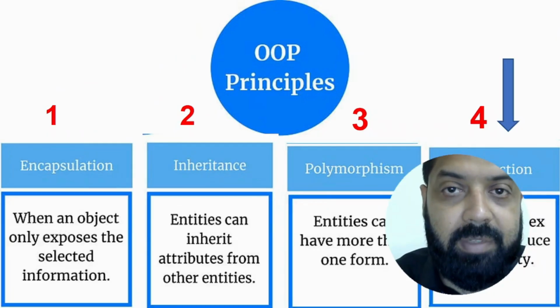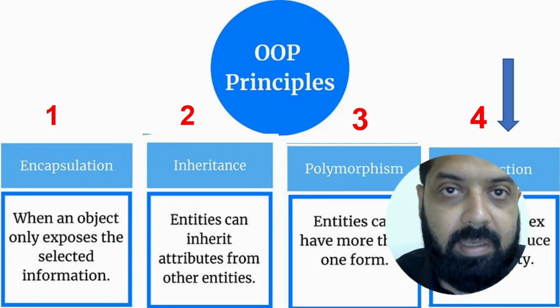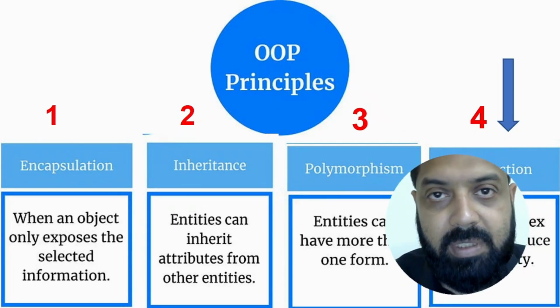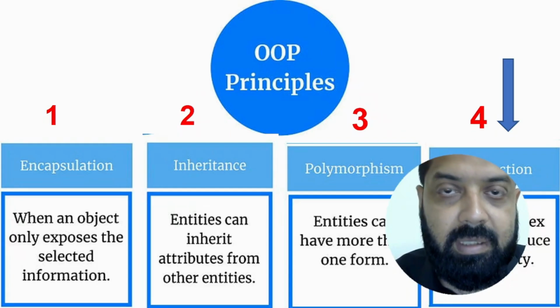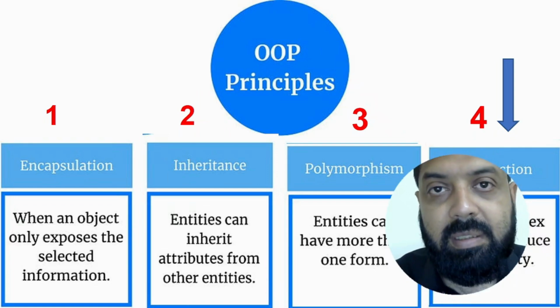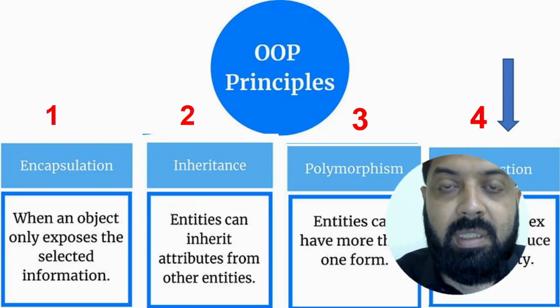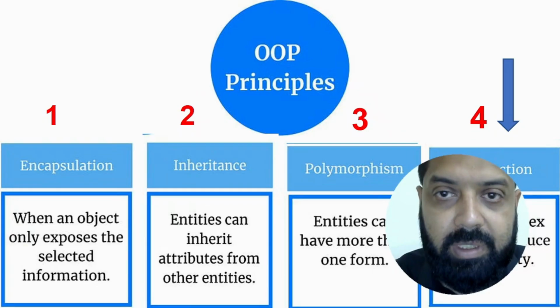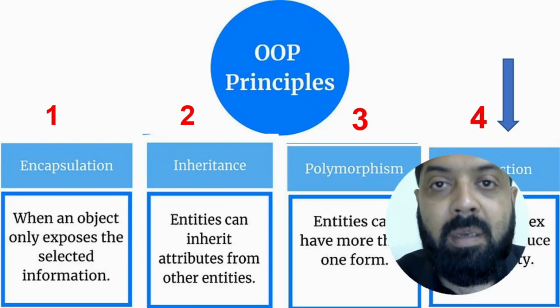As we recall, previously we have seen three different pillars. We have seen the example of encapsulation, then the syntax for inheritance, then the syntax for polymorphism. In this lecture, we are going to discuss in detail abstraction. So abstraction is basically the fourth principle, or the fourth pillar, of object-oriented programming.